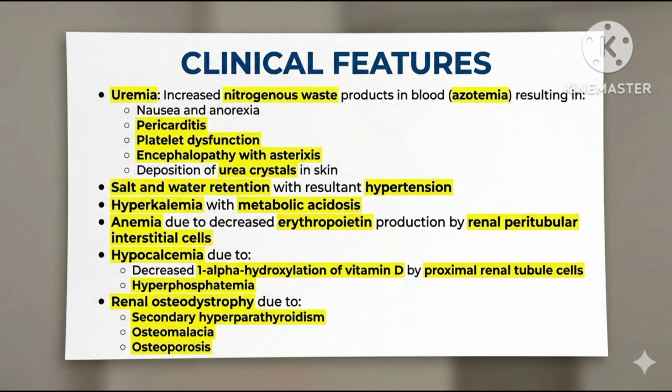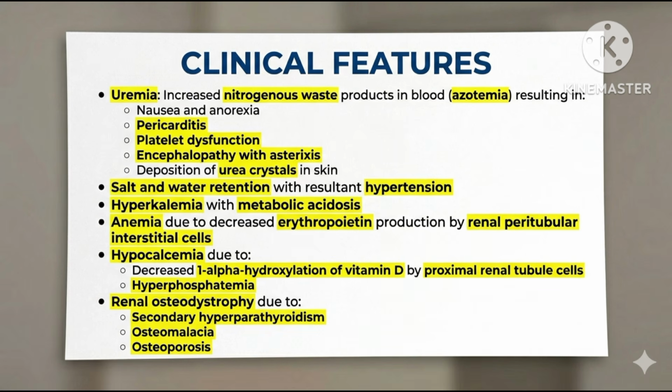Erythropoietin is normally produced by kidneys and liver. In chronic renal failure, there will be decreased erythropoietin production by renal peritubular interstitial cells, leading to normocytic normochromic anemia.